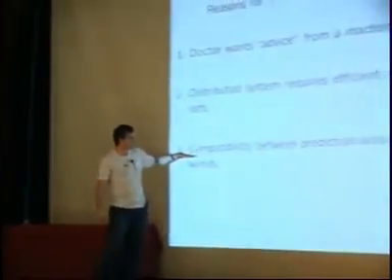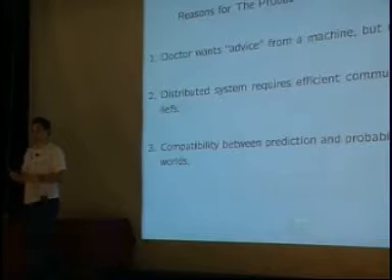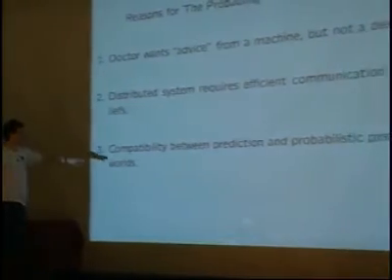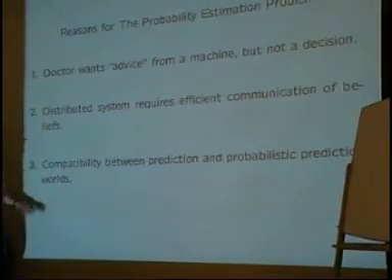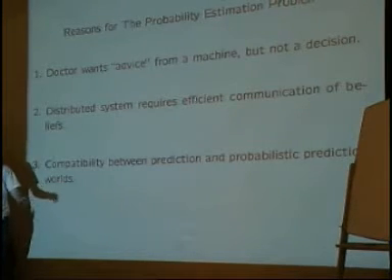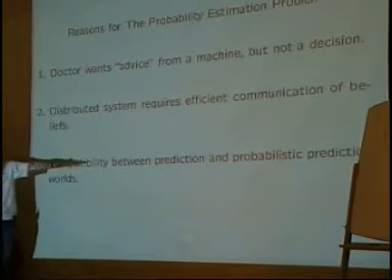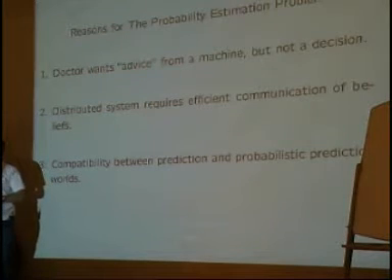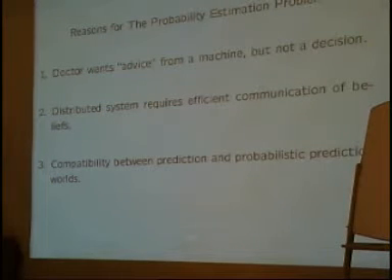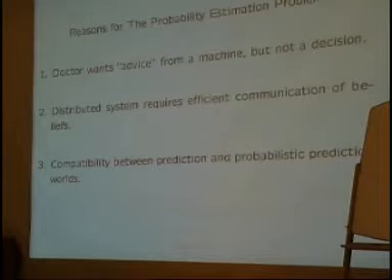Another reason why this comes up is because you want compatibility. Here's one component of the system, it's using some sort of Bayesian technique, and here's some other component of the system, it's using some sort of classifier technique. And now maybe you want to extract some sort of probabilistic prediction so that you can fuse things in the right way. Okay, so there's some reasons.